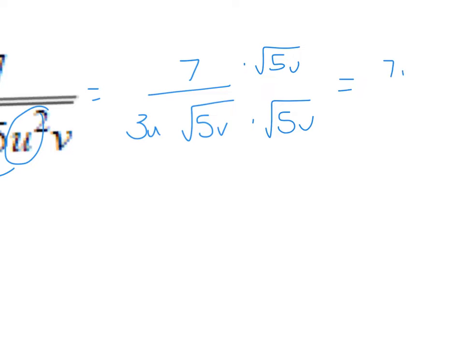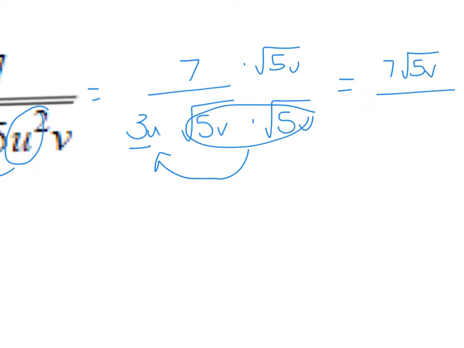So I've got 7, 5v on top. On the bottom, these are going to pair up and move out. So 3 times 5 is 15, and then I have a u and a v now left on bottom. Now, in this case, the 7 and 15 won't reduce, so this right here is my final answer.